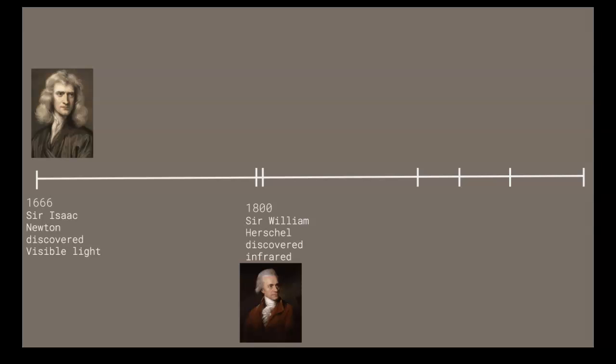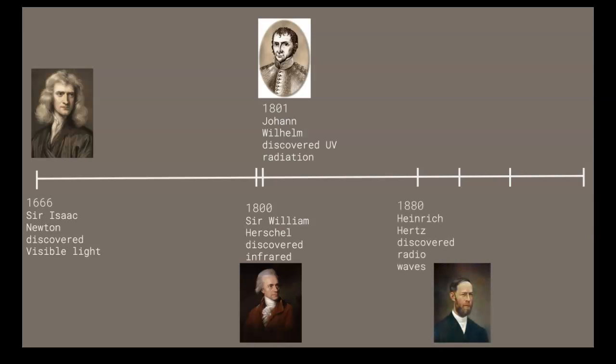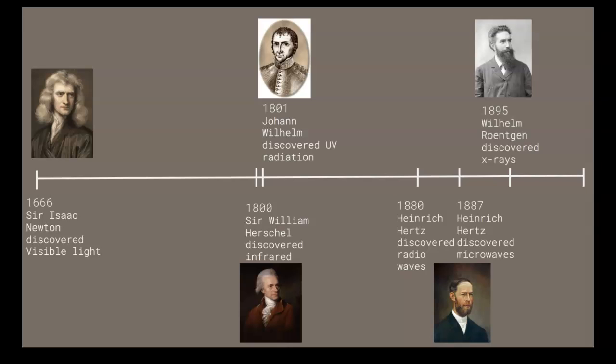A couple hundred years later, Sir William Herschel figured out how infrared worked. Then UV radiation by Johann Wilhelm in 1801. Then Heinrich Hertz discovered radio waves and also microwaves 7 years later. And in 1895, Wilhelm Röntgen discovered X-rays. And lastly, we figured out gamma rays in about 1900. Paul Villard was the very first scientist to see this happen. So all of the different spectrum were discovered at different times.